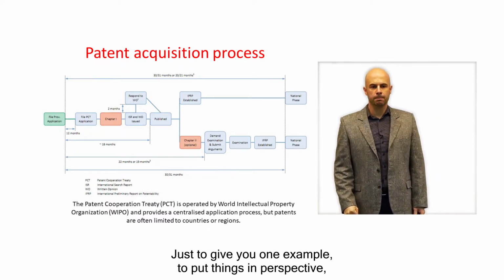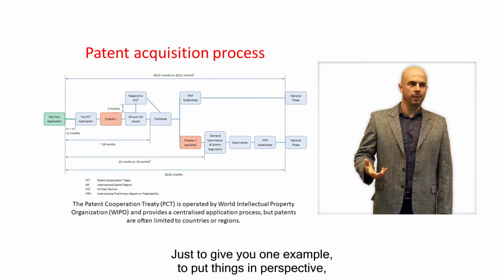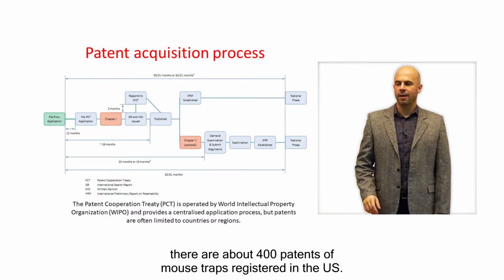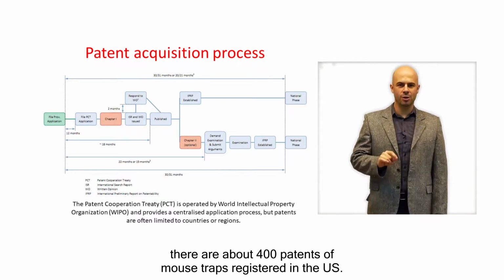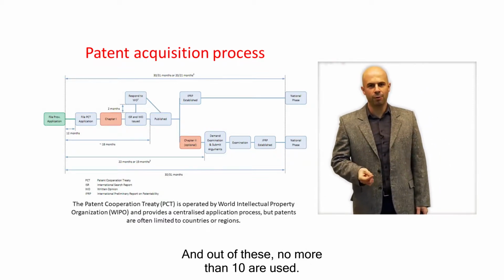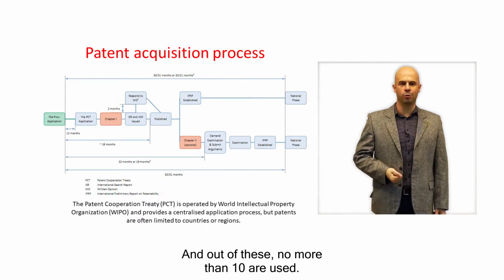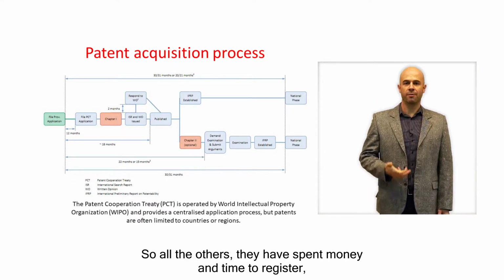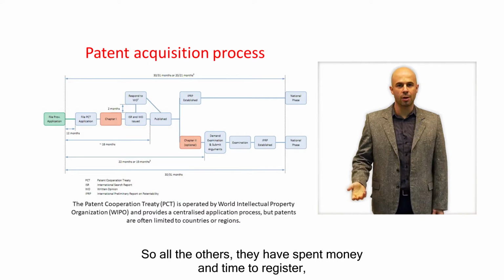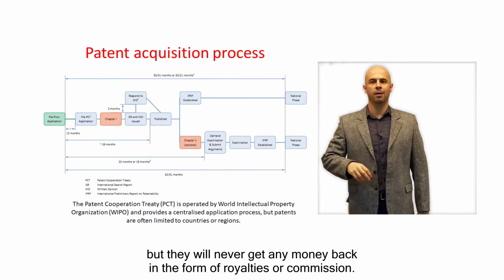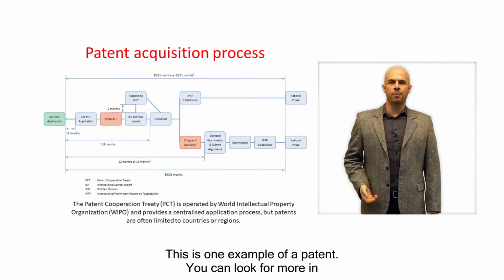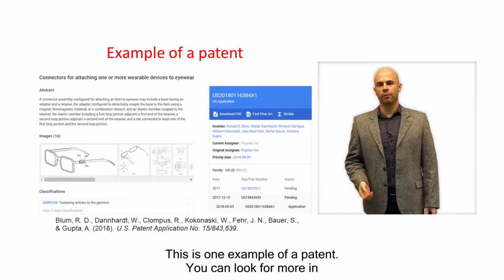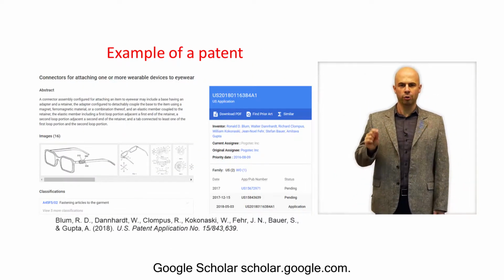Just to give you one example to put things in perspective, there are about 400 patents of mouse traps registered in the US. And out of these, no more than 10 are used. So all the others, they have spent money and time to register it, but they will never get any money back in the form of royalties or commission. This is one example of a patent. You can look for more in Google Scholar, scholar.google.com.